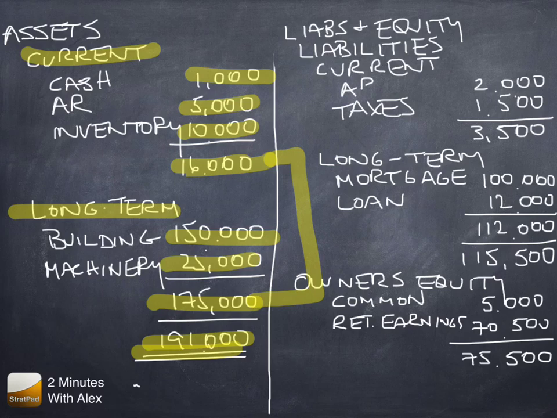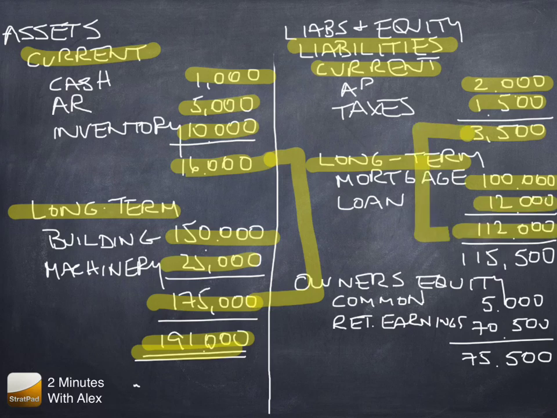On the other side, liabilities and equity start off with liabilities, which is divided into both current and long-term, just like the assets. Accounts payable and taxes subtotal to $3,500. We have long-term liabilities of a mortgage and a loan, which subtotal to $112,000. Add the 3,500 and the 112, and you get to $115,500. Owner's equity, we have the initial investment by the owner of $5,000, and the total of the income and the profit and the losses since the company began of $70,500.